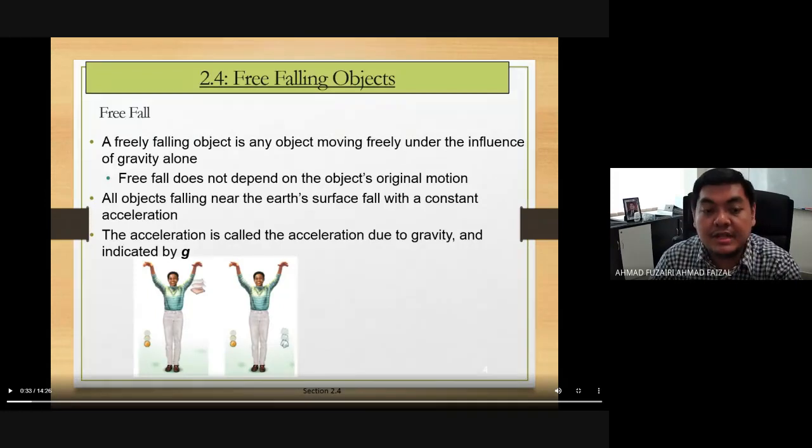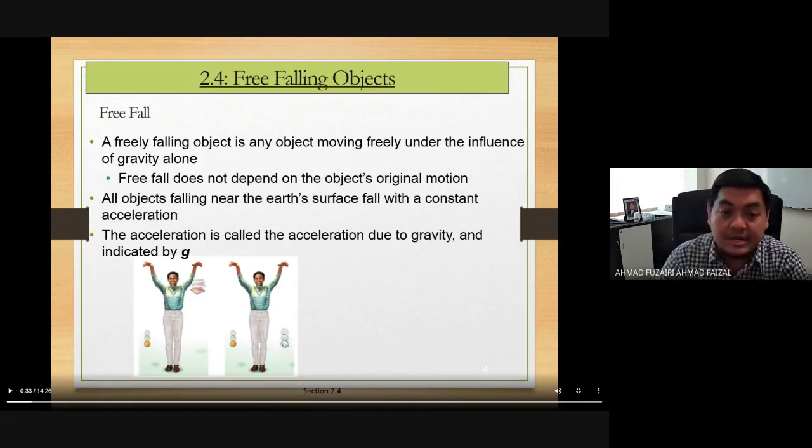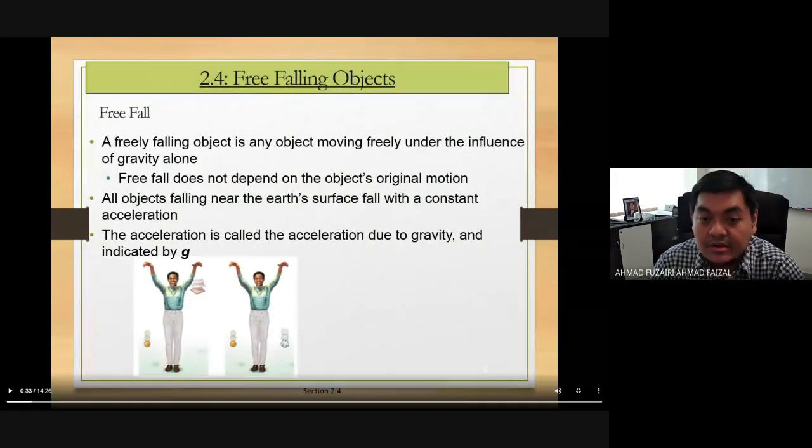Because free fall will involve gravity, right? So without gravity, we cannot say it is a free fall motion. All objects falling near the Earth's surface fall with a constant acceleration. The acceleration is called the acceleration due to gravity and indicated by g. Definitely we will use g. g is 9.8 meter per second square, for the acceleration due to gravity.